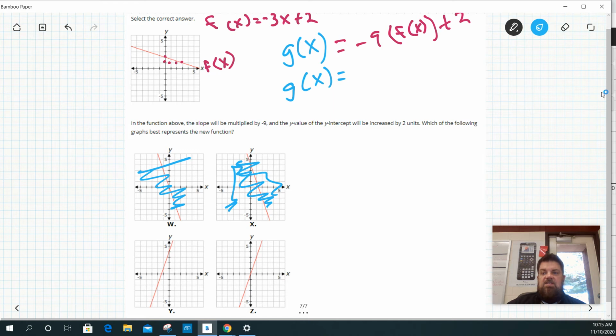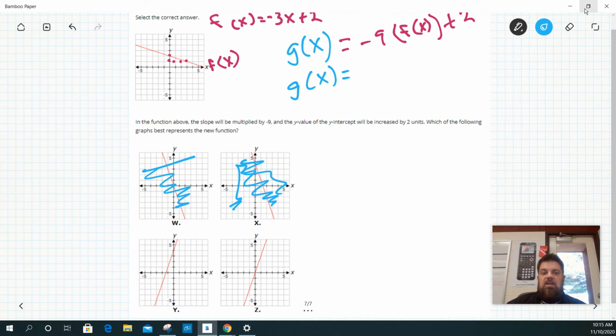So my answer has to be either y or z. But then it tells me that the y-intercept is going to be increased by 2. So the y-intercept here is 2, so my y-intercept needs to cross at 4. So it's not this one. So this must be the choice. Does that make sense?